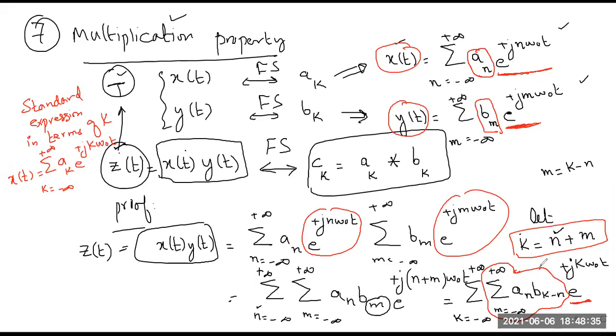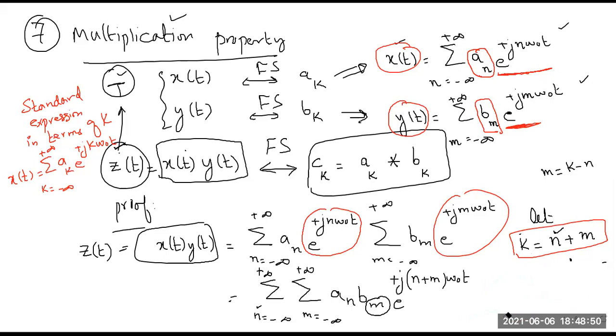Let me correct the mistake over here. So let me remove this final result. This is what I was trying to do: in place of this n plus m, I introduced another integer, that is k. And then I'm going to replace this particular summation, which is with respect to m, and now I want this summation to be with respect to k.